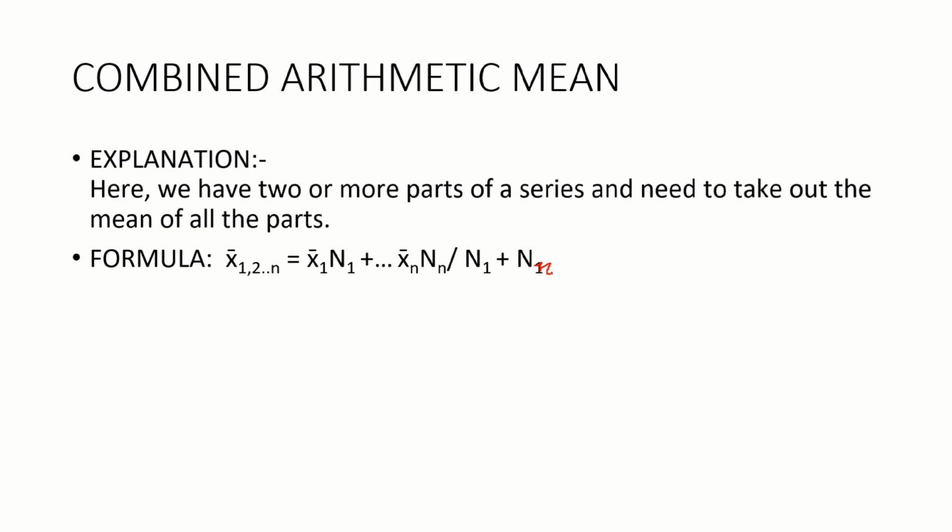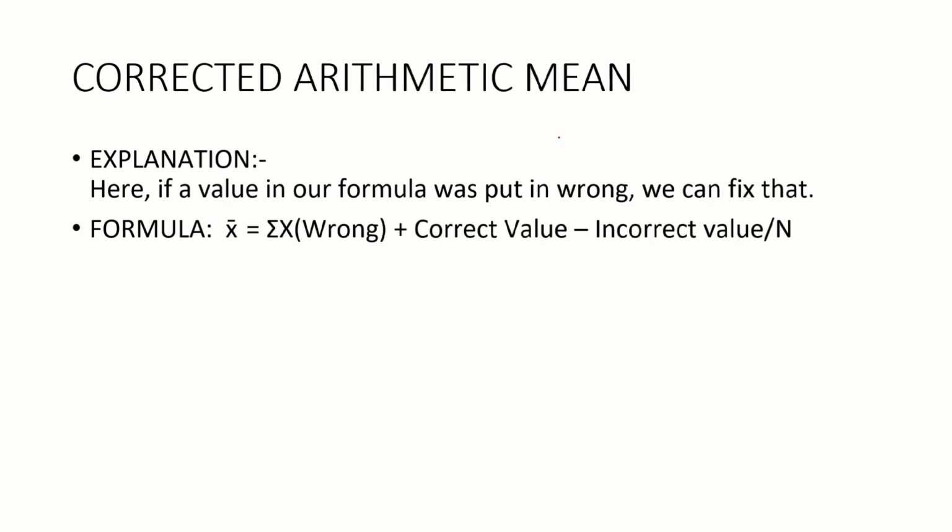Now corrected arithmetic mean is used if a value in our formula was put in wrong. We can fix that quite easily with the corrected arithmetic mean. So the corrected arithmetic mean equals the sum of the wrong values, or the wrong value and the correct values, because sometimes only one value is wrong, right? So the sum of values, which was wrong, plus the correct value minus the incorrect value, divided by the number of quantities.